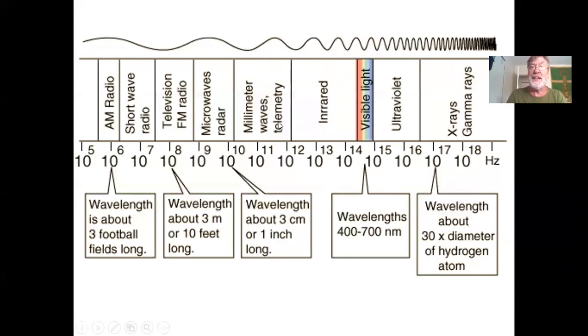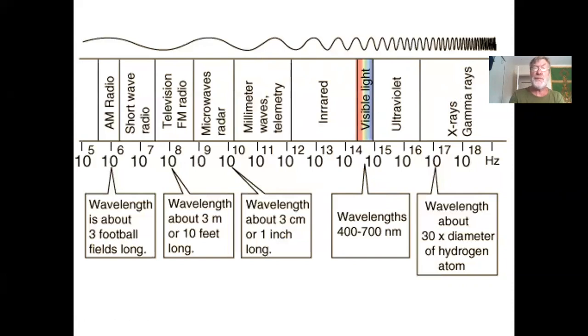And then you start getting other kinds of waves that are getting smaller, and then infrared. And then look at this, visible light, the light that we can see with our eyes, okay? And then you get higher frequency, and it's ultraviolet. And then you get into X-rays and gamma rays, okay?